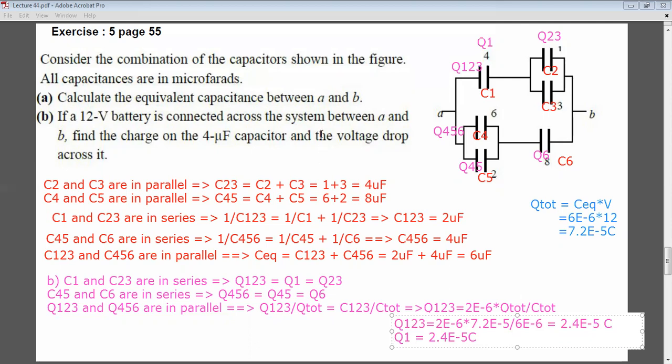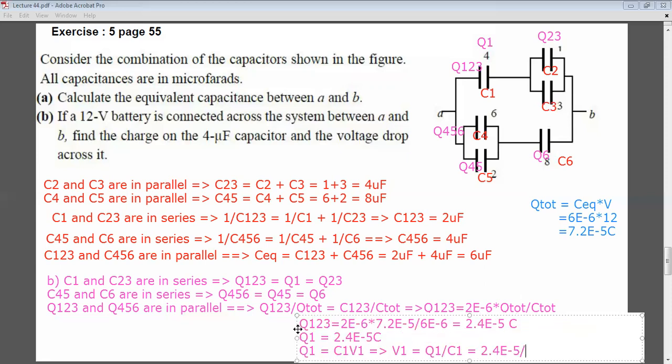The last part, find the voltage drop across it. So here I have to remember that Q1 is equal to C1 V1, implies V1 is Q1 over C1, which is Q1 is 2.4e to the minus 5 divided by C1, which is 4e to the minus 6, and I will get 6 volts. Okay.